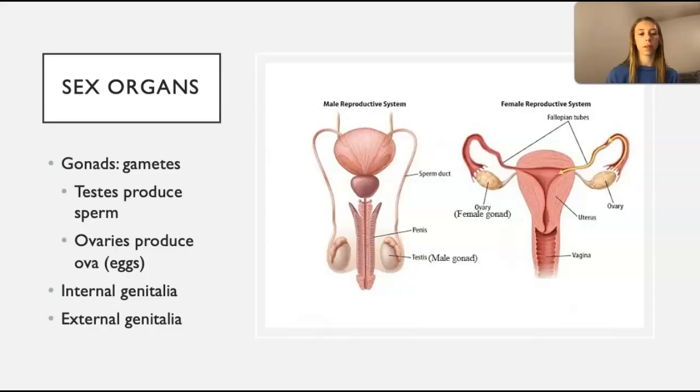Sex organs. Both the male and female sex organs consist of three structure sets: the gonads, the internal genitalia, and the external genitalia. Gonads produce the gametes. The male gonads are the testes, which produce sperm. The female gonads are the ovaries, which produce ova or eggs. The undifferentiated cells of the gonads are known as germ cells. The internal genitalia consists of accessory glands and ducts that connect the gonads to the external genitalia.